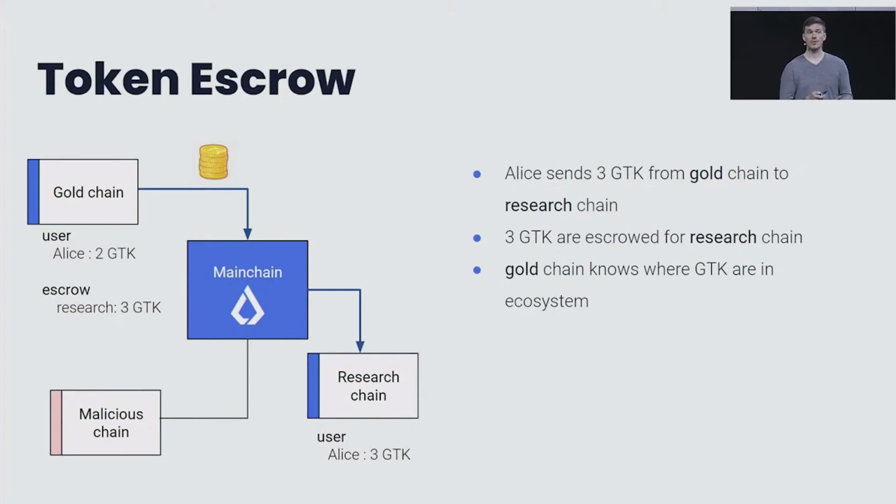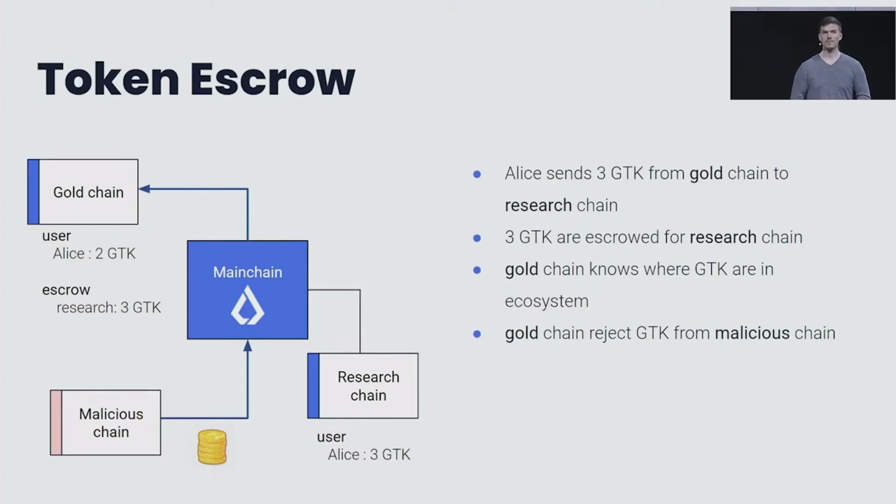So if the token went to the research chain, then you can see that the 3 gold tokens are escrowed for the research chain. This doesn't really change much the scalability issues because once the gold tokens are on the research chain, they can be exchanged between any users on the research chain. This will not affect the gold chain. The gold chain only knows the global state of where the gold tokens are.